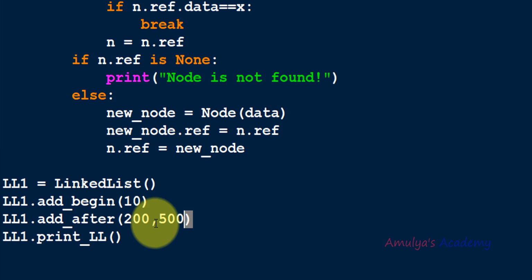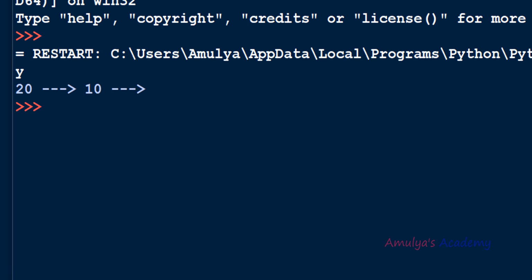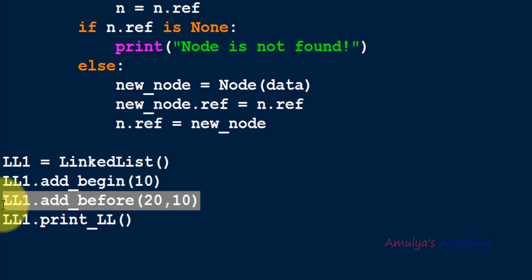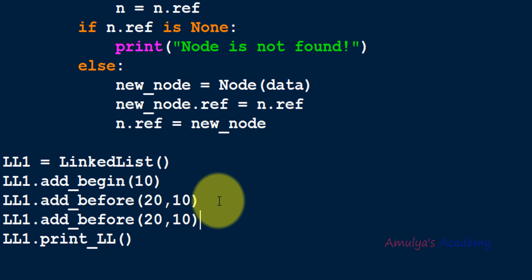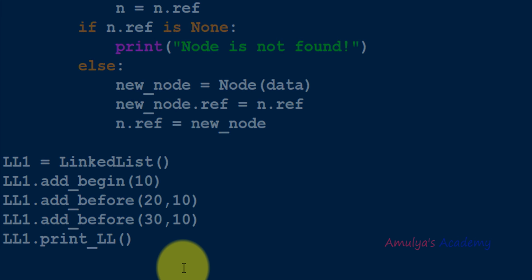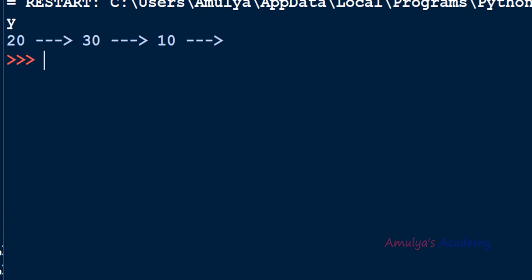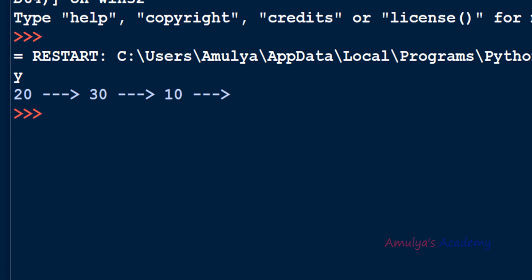Next, I'll use add before here. We have only one node now, 10, and I want to add the new node, that is 20, before 10. Okay, if I do that, and if I execute that, here we can see 20 is added before 10. If I again take another, and here I want to add 30 before 10. Then here we can see 20, 30 and 10.